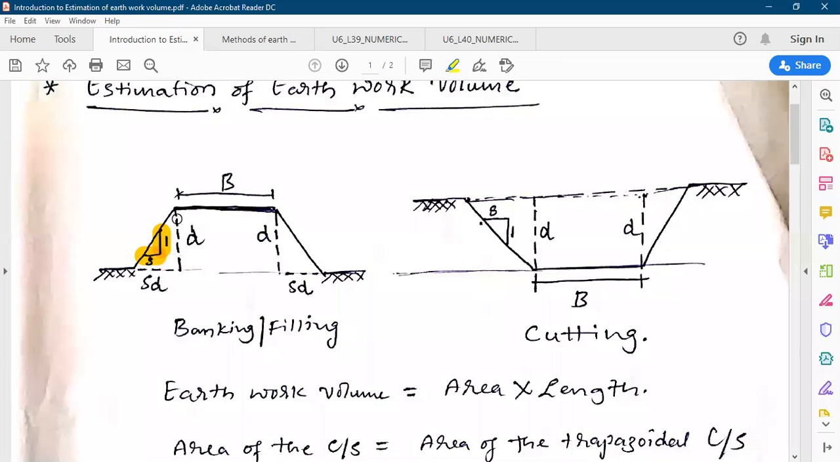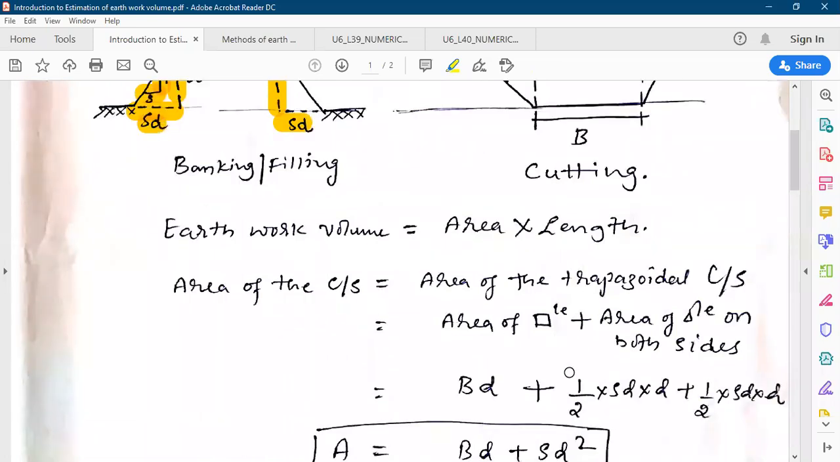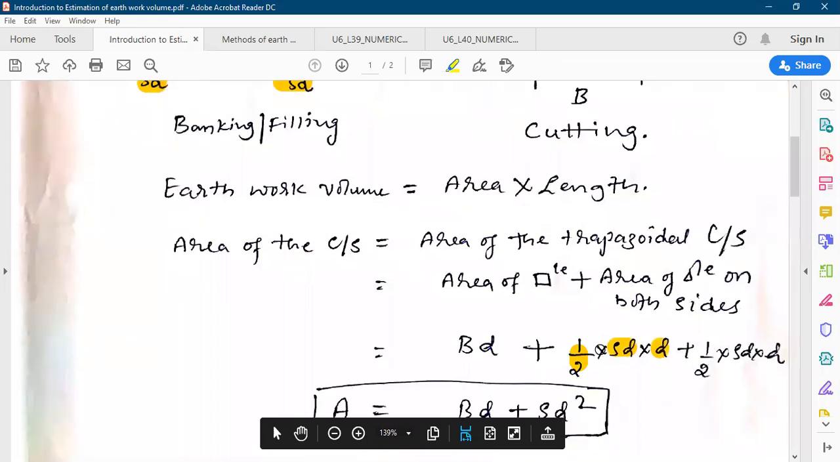So for every D increment, how much will be the horizontal increment at the bottom? This is S multiplied by D, so SD is the base of this triangle, and we have the height of the triangle as D. As we know, the area of a triangle is half into base into height. So half into SD into D for one side. Similarly, for the other side, half into SD into D.